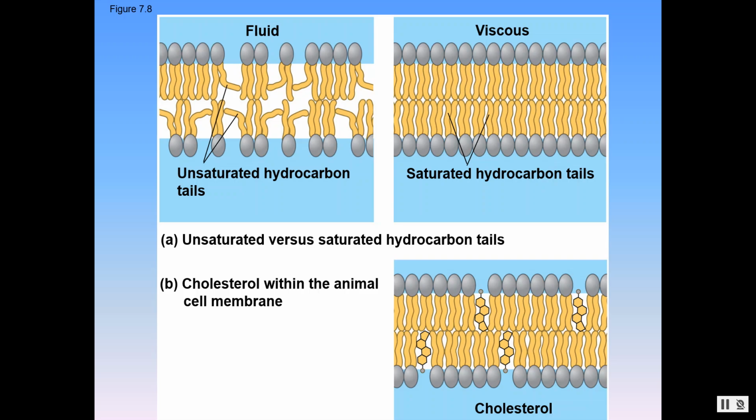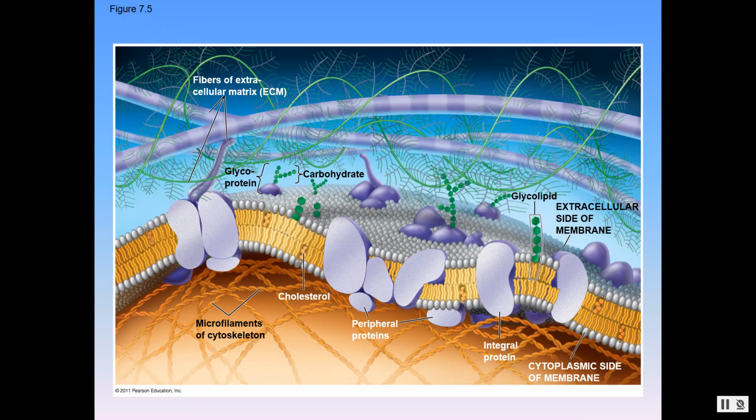The cholesterol provides stability of the membrane. When it gets really, really warm, it allows the membrane to still have some structure to it. And when it gets really, really cool, it allows the membrane to still have some fluidity to it. So the temperature and the cholesterol work together to maintain the structure of the plasma membrane. So the phospholipids, the level of saturation, as well as the cholesterol and temperature affect how fluid the membrane is going to be.